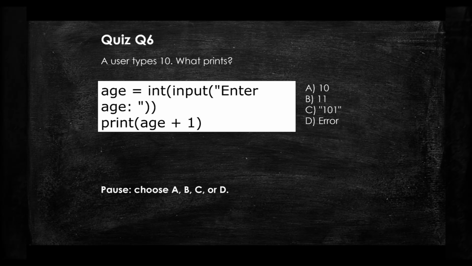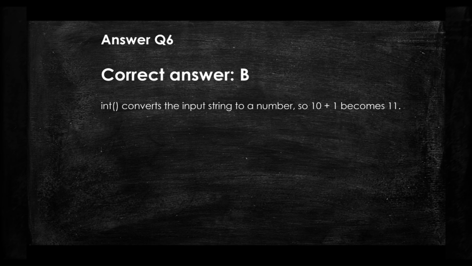Question number 6. A user types 10. What prints out? Question number 6 answer. The correct answer is B. Int converts the input string to a number, so 10 plus 1 becomes 11.